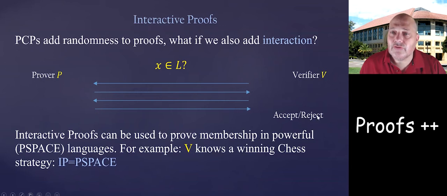The notion of accept and reject is exactly like we had before. We have completeness and soundness. If X is in the language, then you will accept with probability 1. Otherwise, you'll reject with probability 99%, which can be amplified.